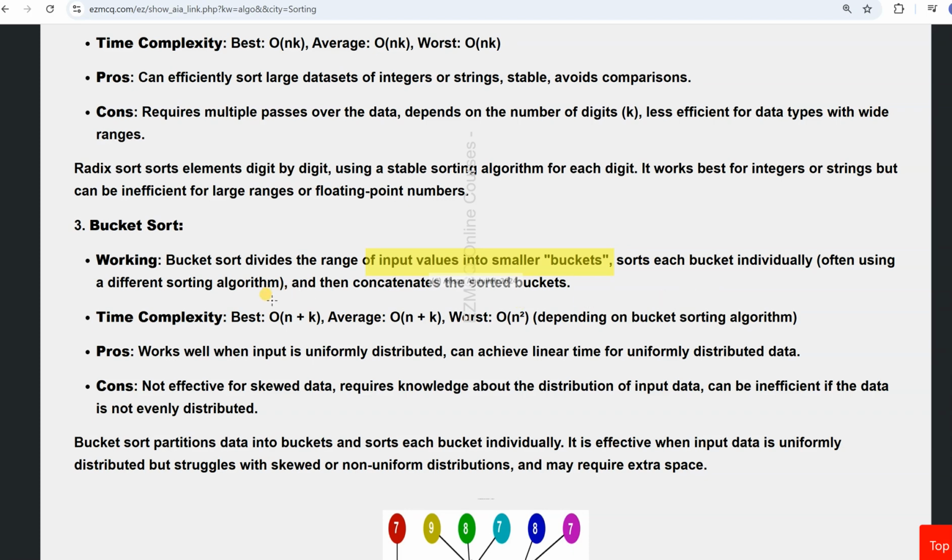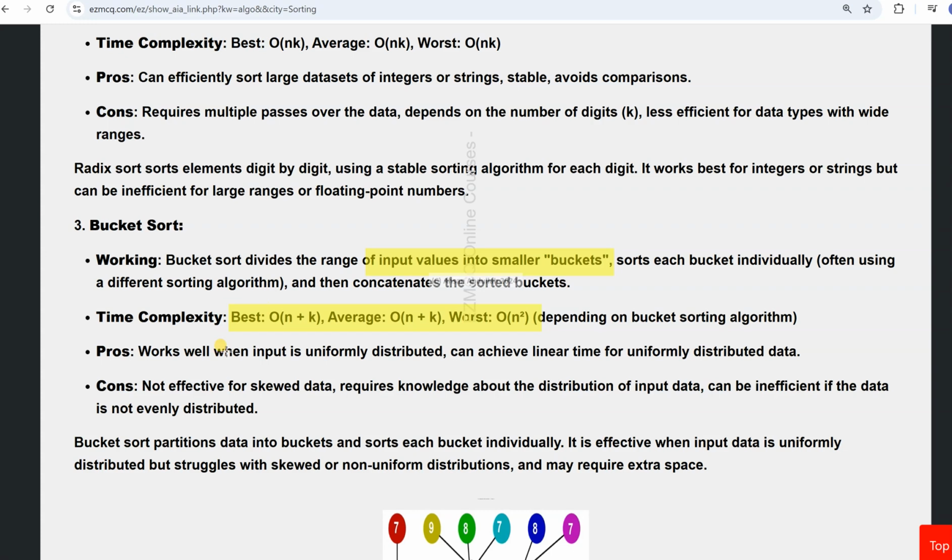Now the bad thing is its time complexity. Best case is order n plus k. Average is also that, and worst case is order n squared, because if your bucket sizes are not matching the distribution of the numbers, so you start putting sub-multiples of the input size into a number of buckets. If n by 1,000 or n by 100 goes into a bucket, then it's not a constant thing. So that results in n squared time complexity.